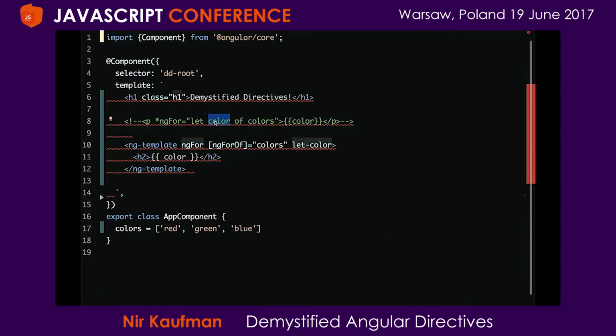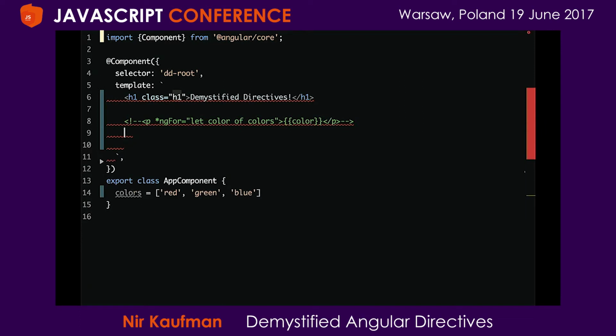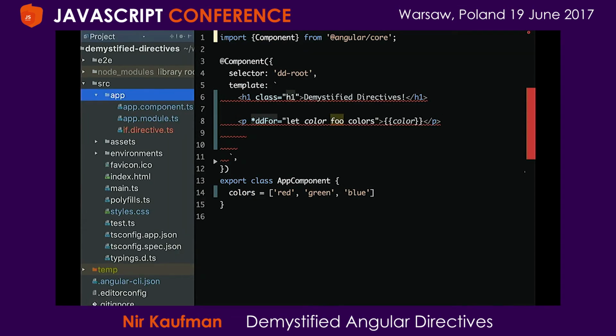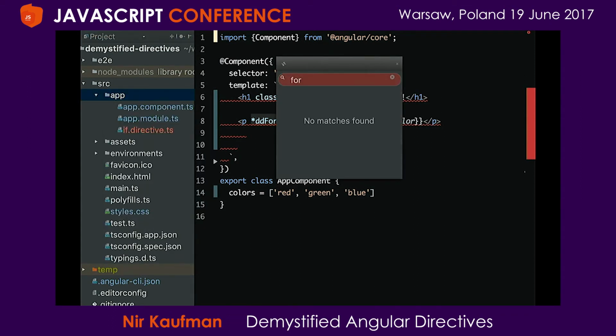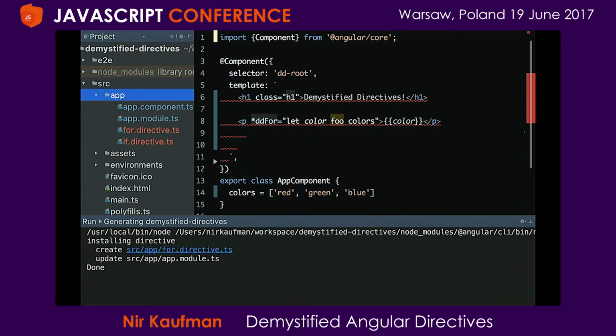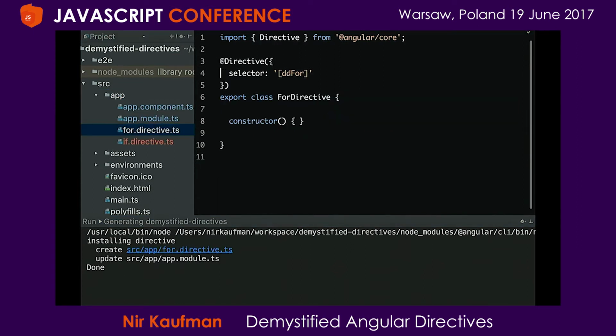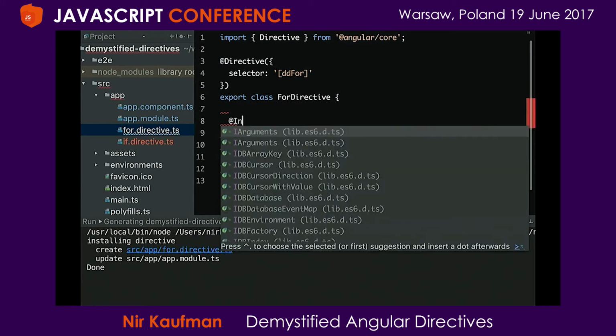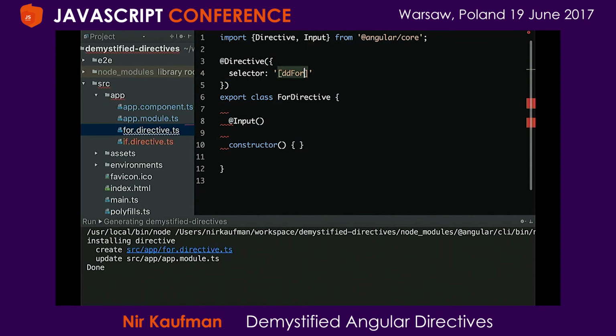So let's do something much more nice. Let's build our own ngFor, but we call it, of course, ddFor, and let color, but instead of "of", let's call it foo. Why? Just because I can. Okay, so our for directive. Sorry. Let's generate a directive. For directive. We already know about this template thing, so I can just go ahead and create an input. And as you remember, it will take the name of the directive and put the foo. So I got an input ddFor foo.